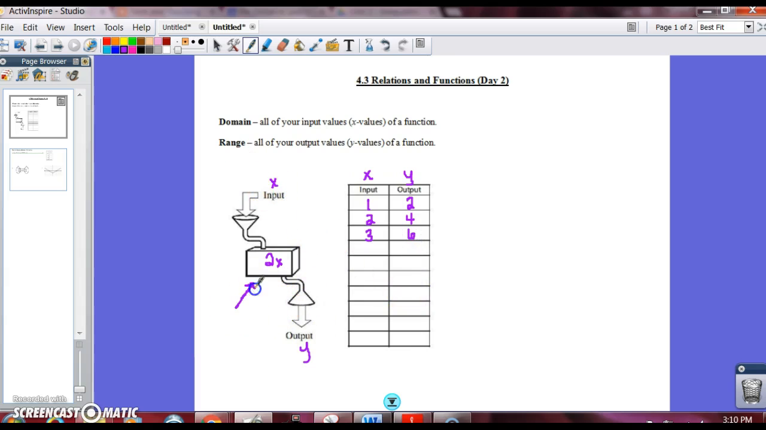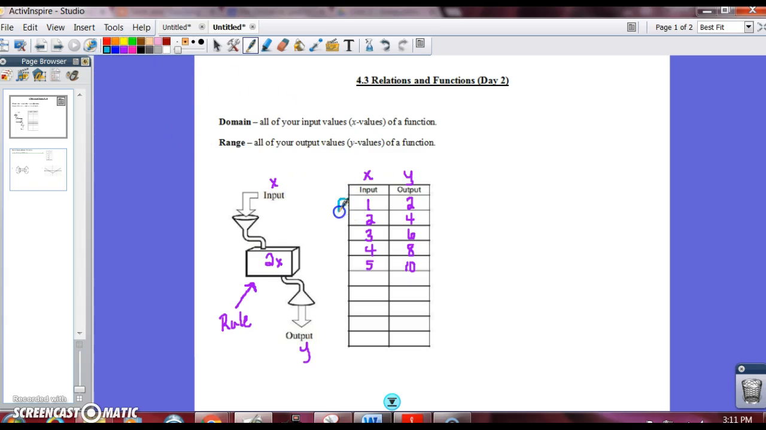This is called the rule of your function. Whatever that rule happens to be, that's how we figure out what the output is based on our inputs. If you look at this table, I could fill out the rest of it. All I would do is for every x value, I would just double it to get a y value. I'll just go out to 5, and we'll stop there.